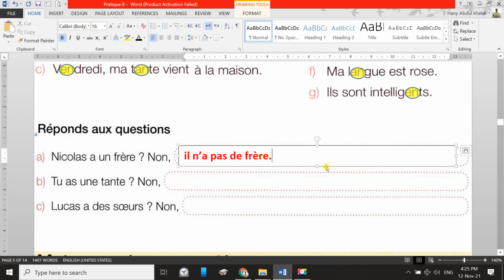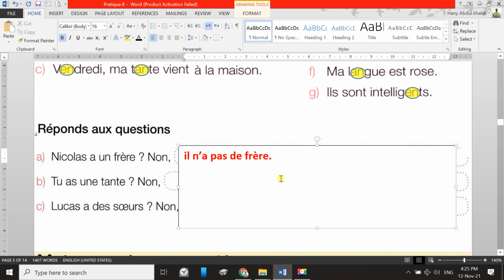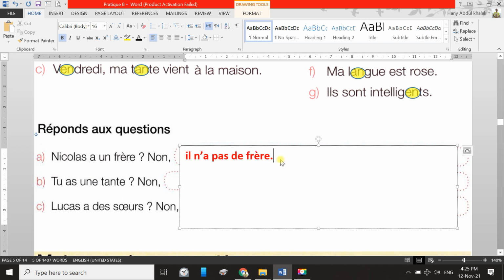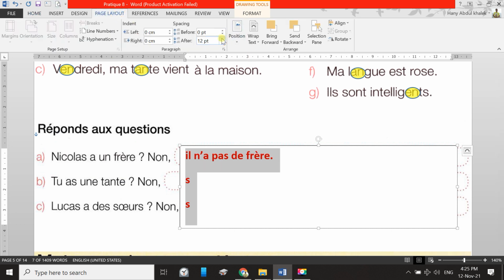Donc, here let's go to the next sentence. Okay, good. Donc, tu as une tante? Non, je n'ai pas de tante. I don't have any tante. And here, une became de because of the negative form. Lucas a des sœurs? Non, il n'a pas de sœurs.